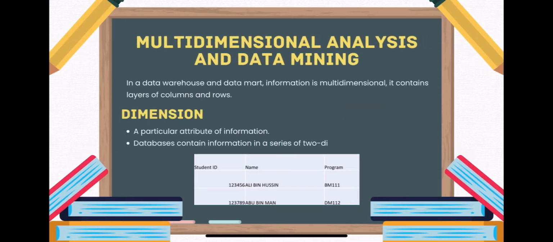Next is multidimensional analysis and data mining. In a data warehouse and data mart, information is multidimensional and contains layers of columns and rows. The first one is dimension. A dimension means a particular attribute of information. A database contains information in a series of two-dimensional tables. For example, as you can see in the table, if there is a student ID, a name, and a program, that is an example of a database.